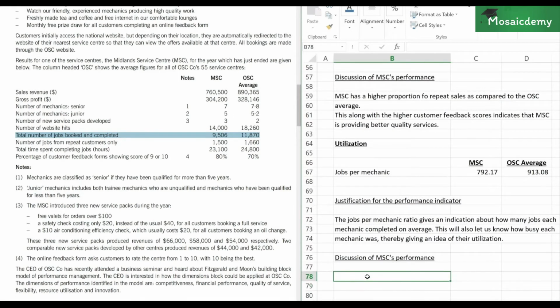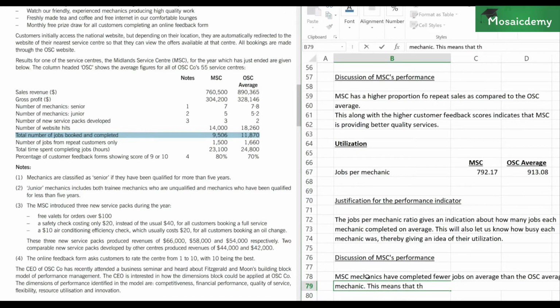Right, so the reason we're saying it that way is because we need to be consistent that customers are actually happy. So let's start by saying MSC mechanics have completed fewer jobs on average than the OSC average mechanic, right? And this means that they are taking more time per job.